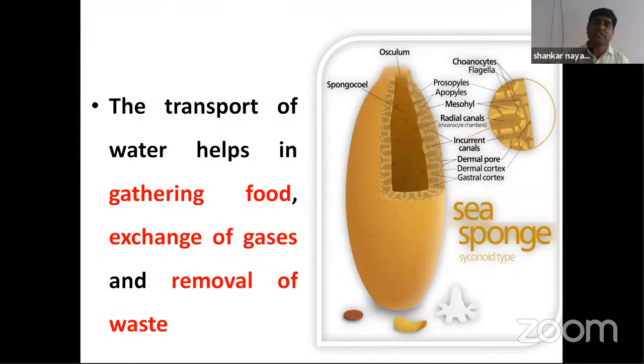The transport of water helps in gathering food, exchange of gases, and removal of waste. As it is performing a key and important function, the water transport system is important for us. What is the duty of the water transport system? It gathers the food, exchanges the gases, and removes waste from their body. See, this is water transport. This diagram helps you understand the water transport system. Through this tiny pore, water enters and through the osculum, water comes out.